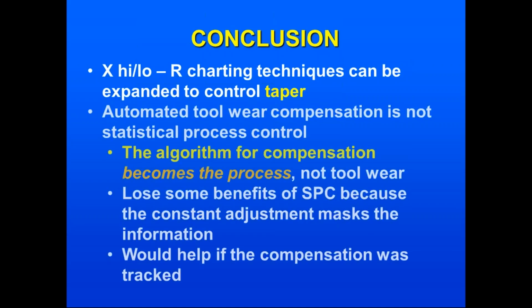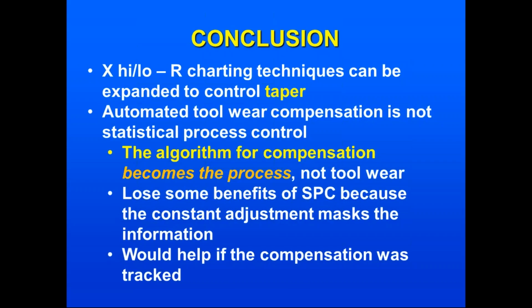Here's another interesting point, and it's critical, and even when I did the case studies, they found the same particular problem. Automated tool wear compensation is not statistical process control. In fact, it is an algorithm for compensation that becomes a process because it's actually doing what a person would do if they were trying to run to the mean. But now you have the machine trying to do the same thing. So what happens is you lose the benefits of SPC because the constant adjustment masks the information such as tool wear rate and roundness.